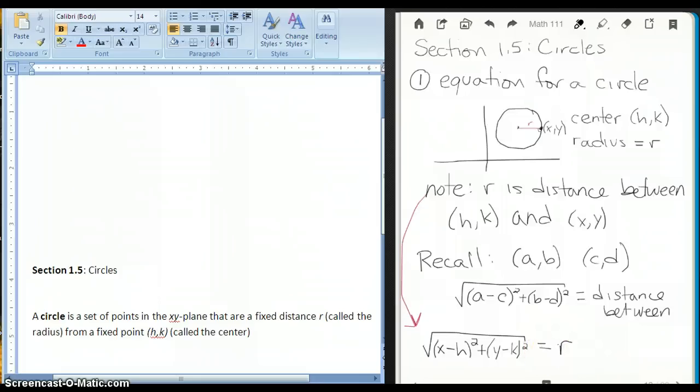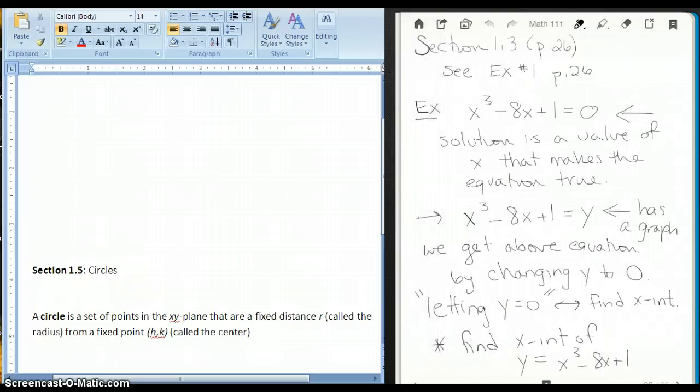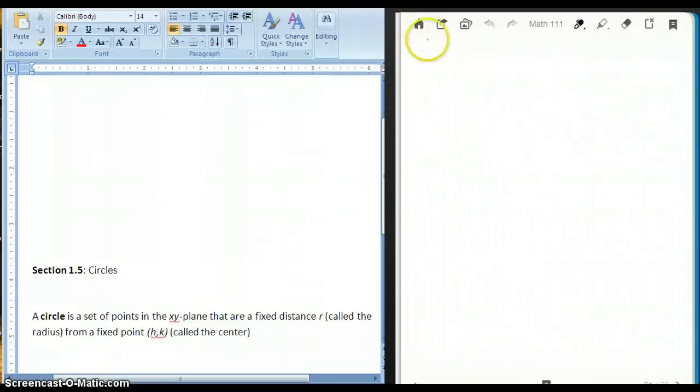So let's go to the next page, and I'll copy what we have here at the bottom on the top of the next page, and we're going to rewrite it a certain way, because we usually write it in a certain way. Oops, I skipped a page. There we go. All right, so let's rewrite what we had. We had that the distance between the center and the radius was the square root of x minus h squared plus y minus k squared.